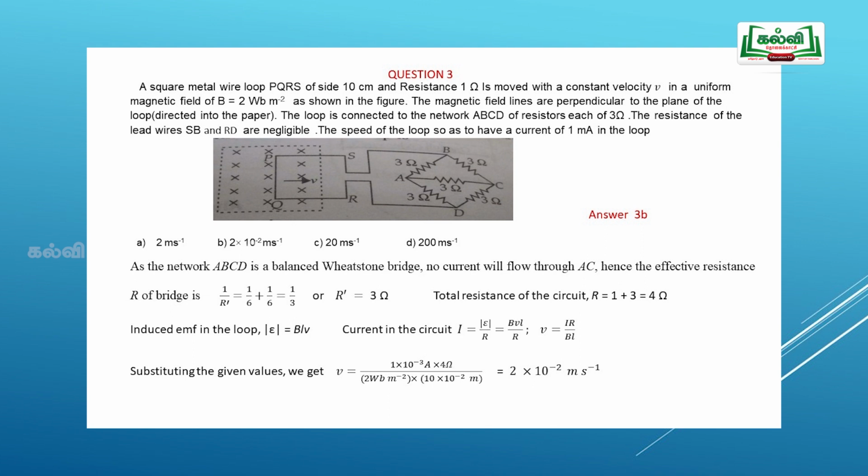The loop is connected to the network here, that is, second chapter is attached to the fourth chapter here. The problems will be only like that, each of resistance 3 ohm. So, simple way of solving this. See, this 3 ohm and these 3 ohm are connected in series.